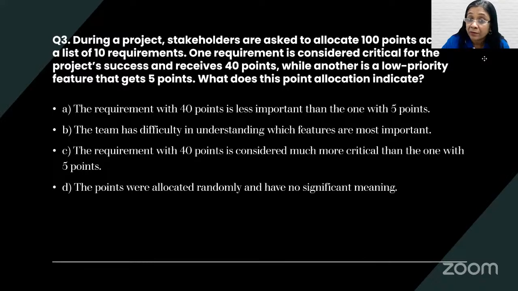The requirement with 40 points is less important. Team has difficulty in understanding. Requirements with 40 points is considered more critical. The points are allocated randomly. See the answers. Yes, C, the requirement with 40 points is considered to be much more critical.